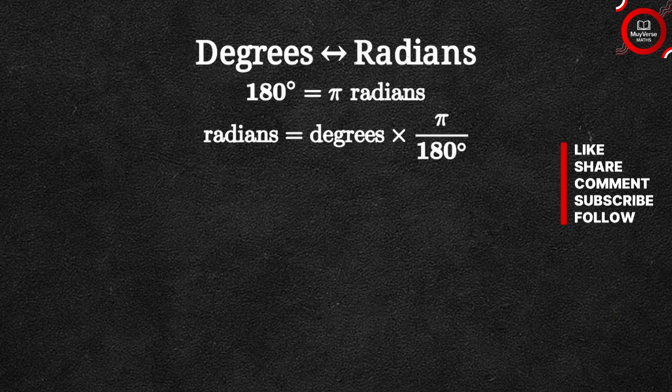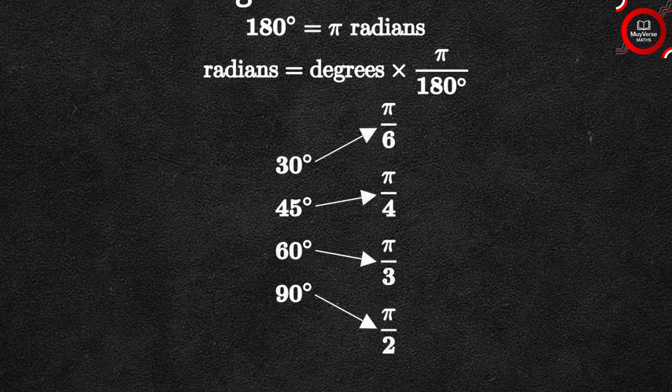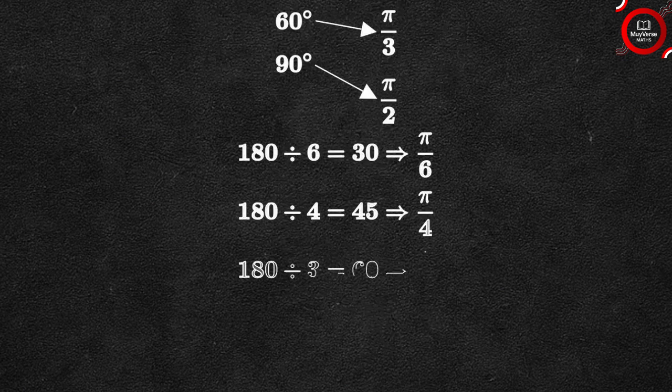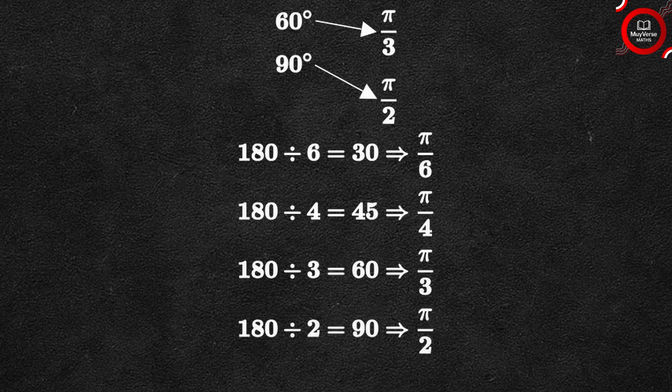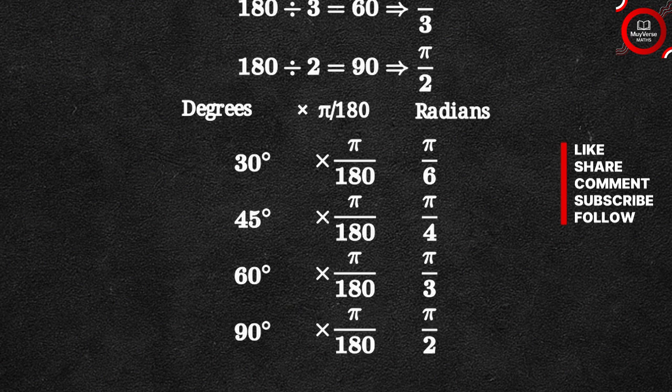Now, here's the conversion map. On the left are degrees, and on the right are radians, matched with arrows for quick association. Here's the intuition for each one. We break 180 degrees into equal parts, by 6, by 4, by 3, and by 2. That gives us the matching fractions of pi. And finally, a quick summary table for fast reference: degrees, multiplier, and radians.